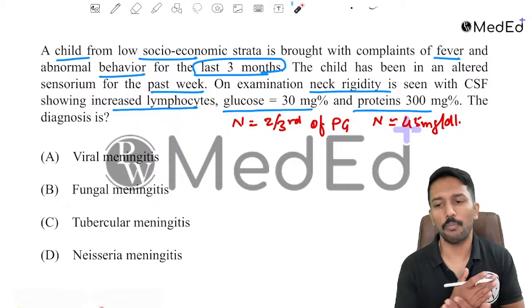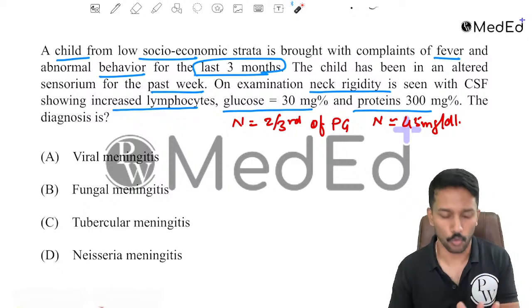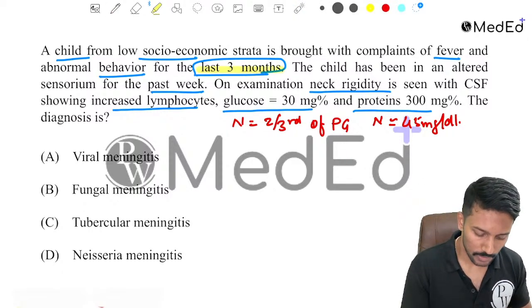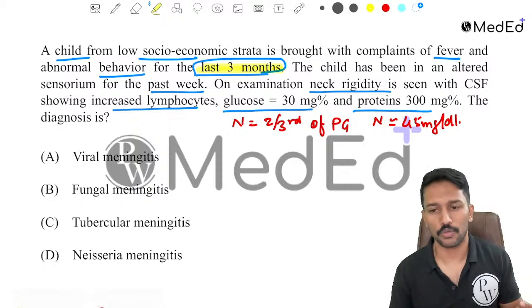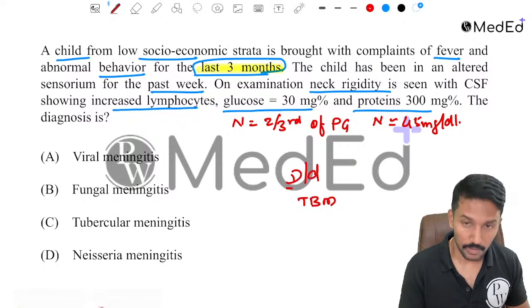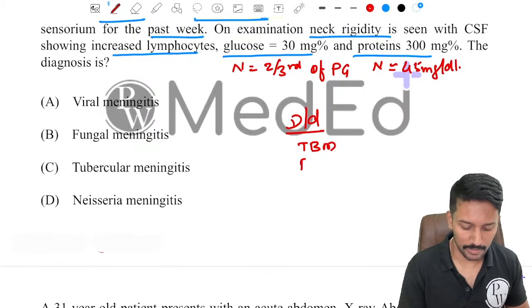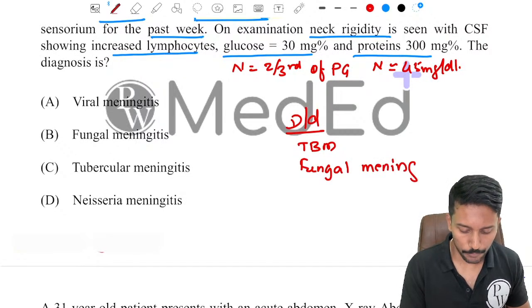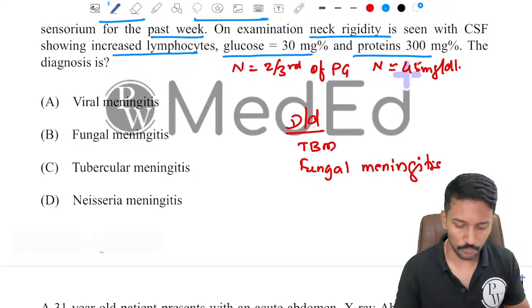So first thing, can I think of bacterial or viral meningitis in this case? No. Why? Because it is a case of chronic meningitis. It is not acute. So I have to mainly think of tubercular meningitis. My differential diagnosis will be TBM and fungal meningitis. Okay. So between these, from the history, I would strongly think of tubercular meningitis.